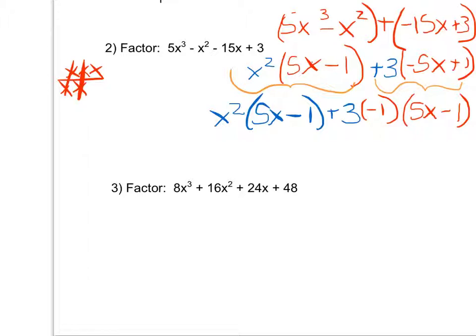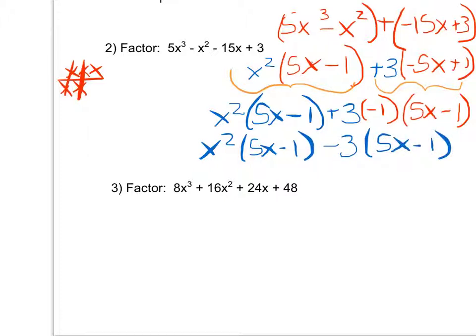So what do I now have? I now have x squared times 5x minus 1 plus a negative 3, which is the same thing as just subtract 3, times 5x minus 1. Well, both of my 2 terms have now a common factor of 5x minus 1. Well, that's good because, sorry, I'm kind of out of room. So I'm going to write my final answer over here on the side. So now, because they both have a 5x minus 1 in common, I'm going to take the 5x minus 1 out. Notice that when I take a 5x minus 1 out of this term, I'm left with just an x squared.